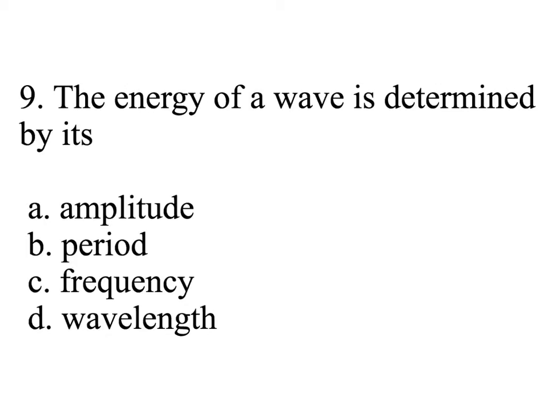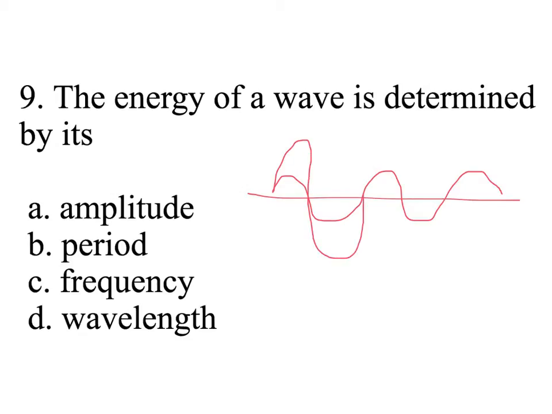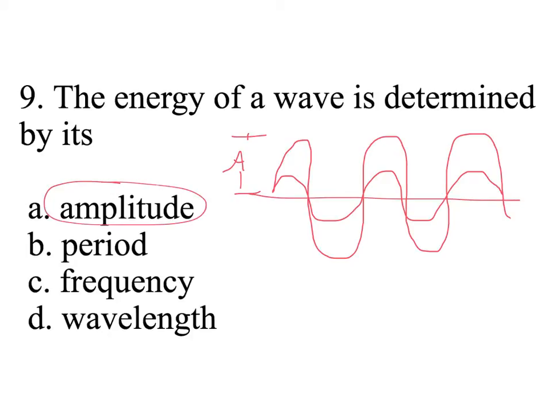The energy of a wave is determined by what? Well, when we look at a generic wave here, which I'm going to attempt to draw, if I have a wave with more energy, it looks like that. It's got the same period, the same frequency, and the same wavelength. What's different about it? That's the amplitude. So the answer is amplitude.